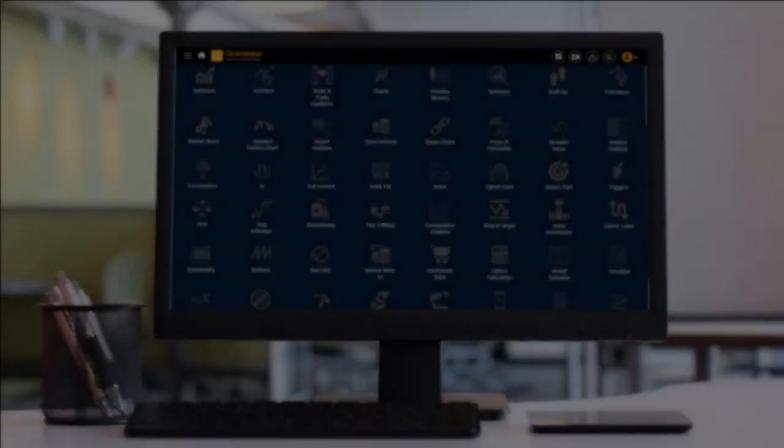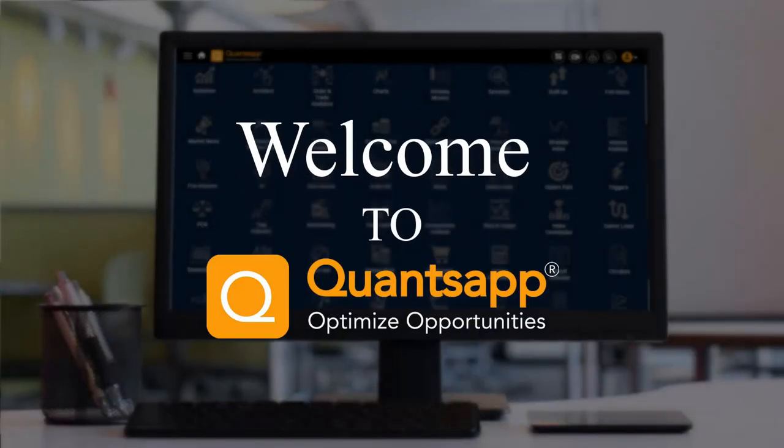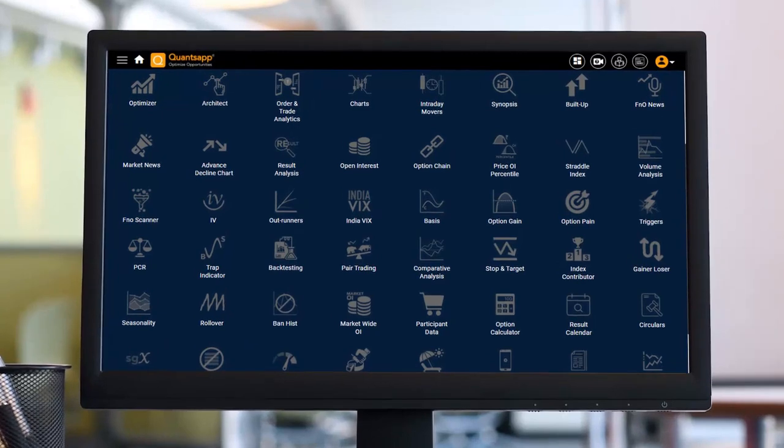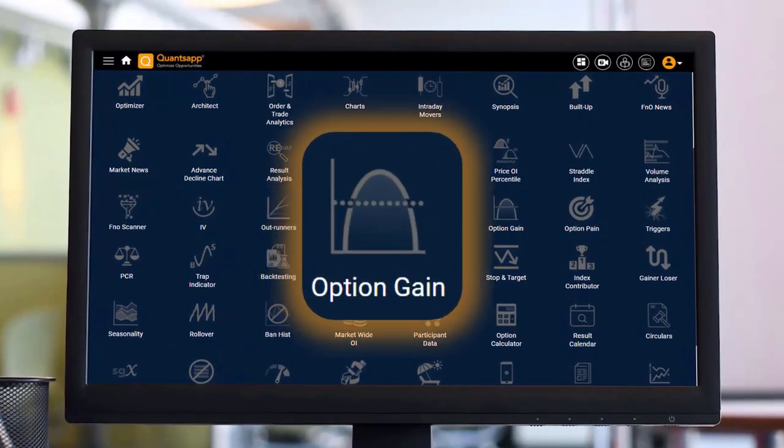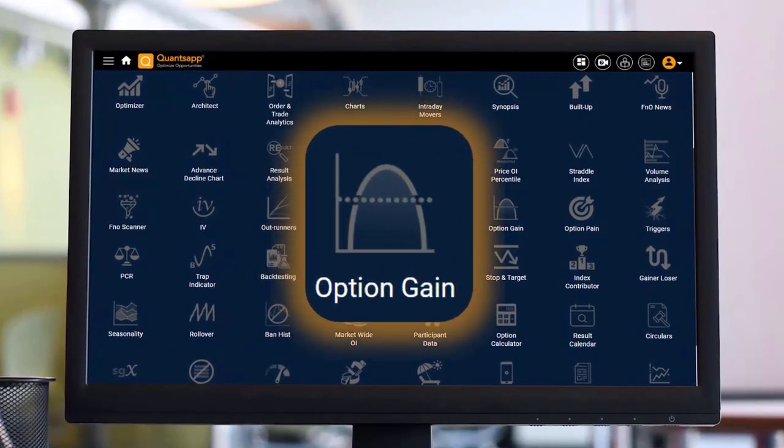Hi, when it comes to trading expiries, we all might have used max pain levels to gauge the expiries better. But today we are going to learn about an enhancement over the max pain level, which will help us in gauging the expiries better. So we are going to do it using the option gain tool in our application.